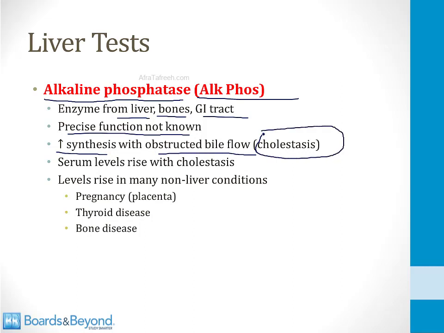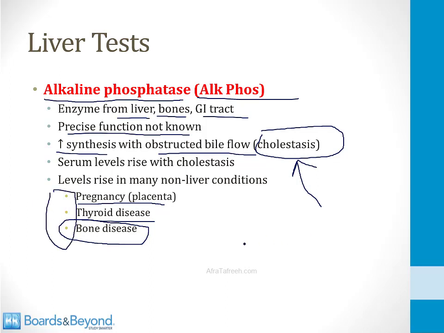So anytime there's obstruction to bile flow, bile duct epithelial cells begin to synthesize more of this enzyme, and the level of this enzyme in the serum will rise, which you can detect with a blood sample. And an elevated ALKPHOS level is a hallmark of cholestasis, which I talk about in a number of other modules. Importantly, however, you should be aware that the ALKPHOS level can also rise in many non-liver conditions. ALKPHOS can come from the placenta in pregnancy. The ALKPHOS level can go up in thyroid disease. And then very importantly, the ALKPHOS level can be elevated in bone disease. So if you suspect one of these other conditions, then you have to be cautious in determining whether or not the alkaline phosphatase level is due to obstruction of bile flow.